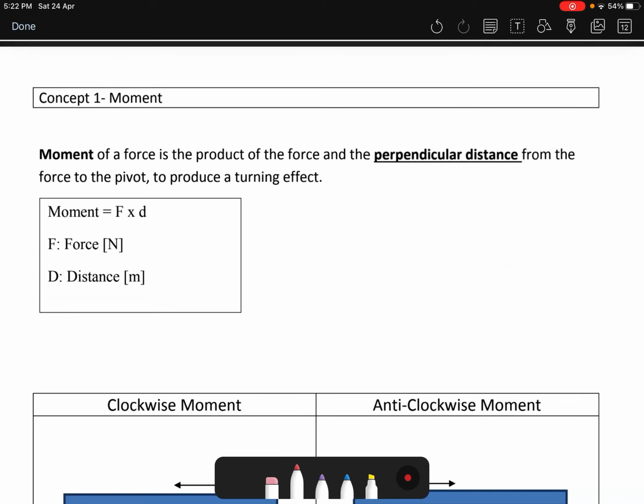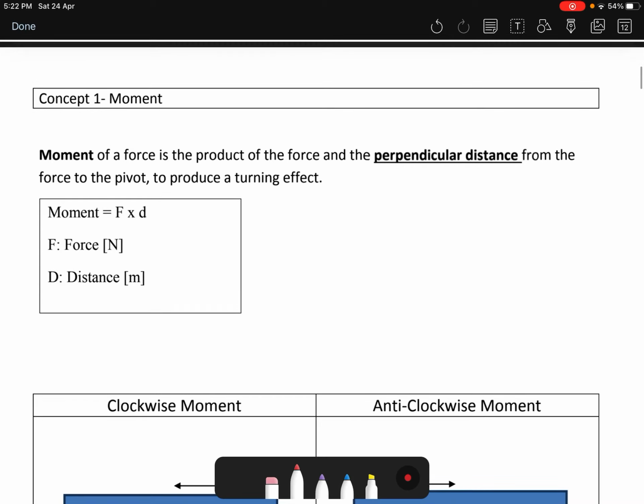Alright, so the concept 1 of chapter 5. So what is a moment? Moment of a force is the product of the force and the perpendicular distance from the force to the pivot in order to produce a turning effect. So the formula is F times D, where F is your force and D is the distance, or to be more specific, perpendicular distance.